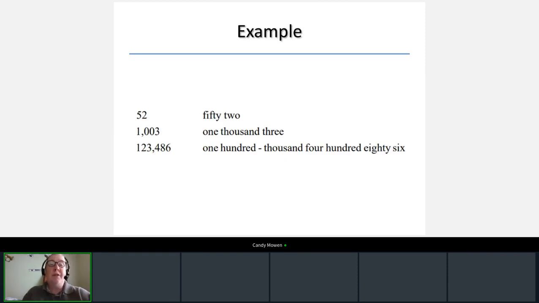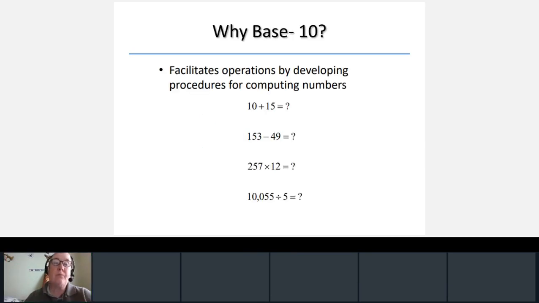For example, 52, we write it in English as 52. 1003 is 1003. And then when we have 100,000, we put a hyphen there with 123,486.